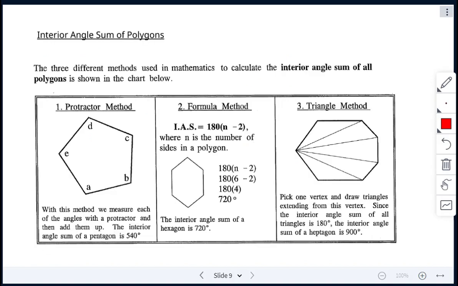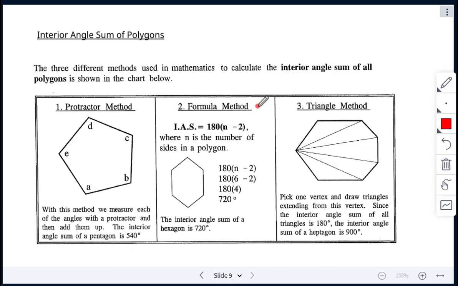The next part of the lesson today is the interior angle sum of polygons. This is showing 3 different methods to figure out the interior angle sum of polygons. The first method is the protractor method. You just measure each angle inside of this polygon and then add them up. It tells us here that the answer would be 540 degrees.